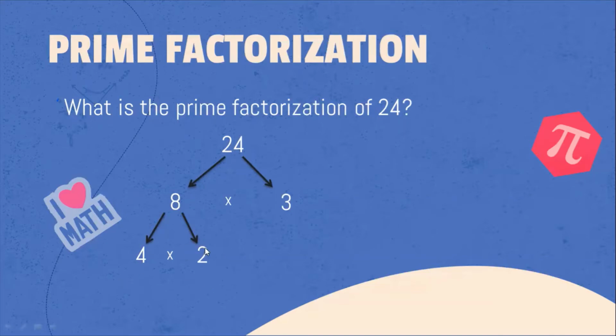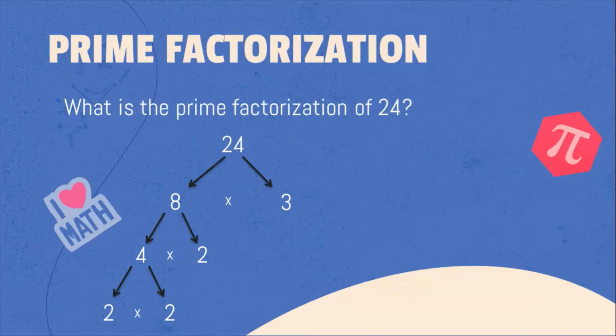How about 2? Is 2 a prime number? Yes, it is a prime number because it has no other factors except the number itself and 1. 2 times 1. How about 4? Is 4 a prime number? No, it's not. It is a composite number because 4 has other factors aside from 1 times 4. It has 2 times 2 as factors. Okay? How about 3? Is 3 a prime number? Yes, it is because it doesn't have any other factors except the number itself, which is 3 multiplied by 1.